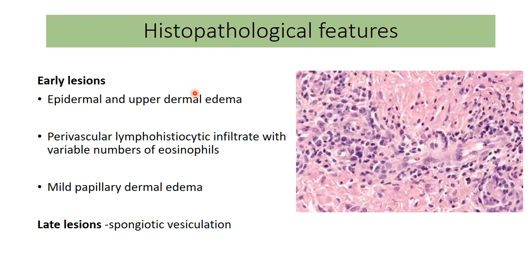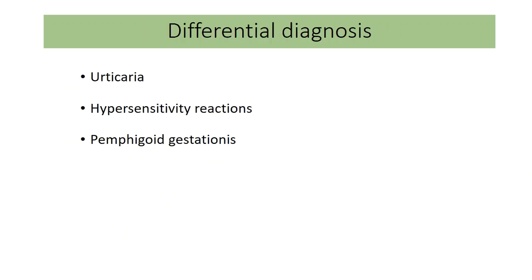And the histopathological features of early lesions show epidermal and upper dermal edema, perivascular lymphohistiocytic infiltrate with variable number of eosinophils, and mild papillary dermal edema. The late lesions will show spongiotic vesiculation. The differential diagnosis of this entity is urticaria, hypersensitivity reaction and pemphigoid gestationis.